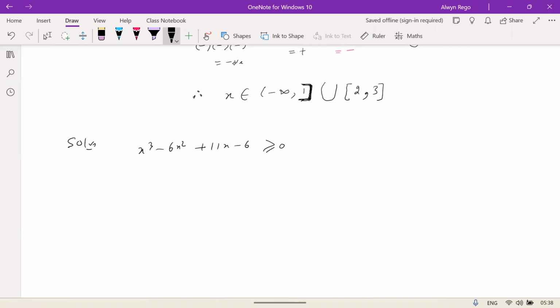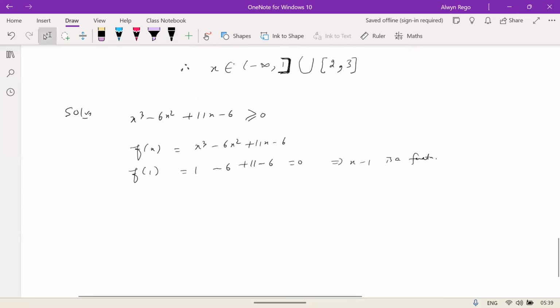Supposing I call the polynomial p of x equal to x cubed minus 6 times x squared plus 11 times x minus 6. The sum of all the coefficients is equal to 0. Therefore, x minus 1 is a factor. Or by trial and error, you'll find that f of 1 is equal to 1 minus 6 plus 11 minus 6, which is equal to 0. Therefore, by the factor theorem, x minus 1 is a factor.